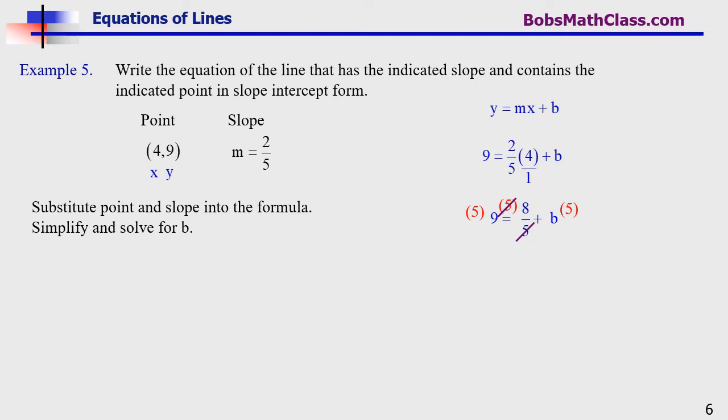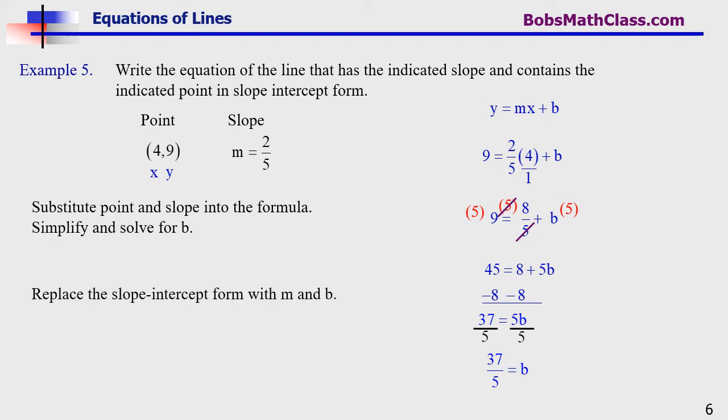And now we don't have any fractions left over. 9 times 5 is 45, so you get 45 equals 8 plus 5b. Subtract 8 on both sides. That gives you 37 equals 5b, and then divide by 5 on both sides to get 37/5. So we're all done. Put the 2/5 in place of m and the 37/5 in place of b. So our final answer is y equals 2/5 x plus 37/5.